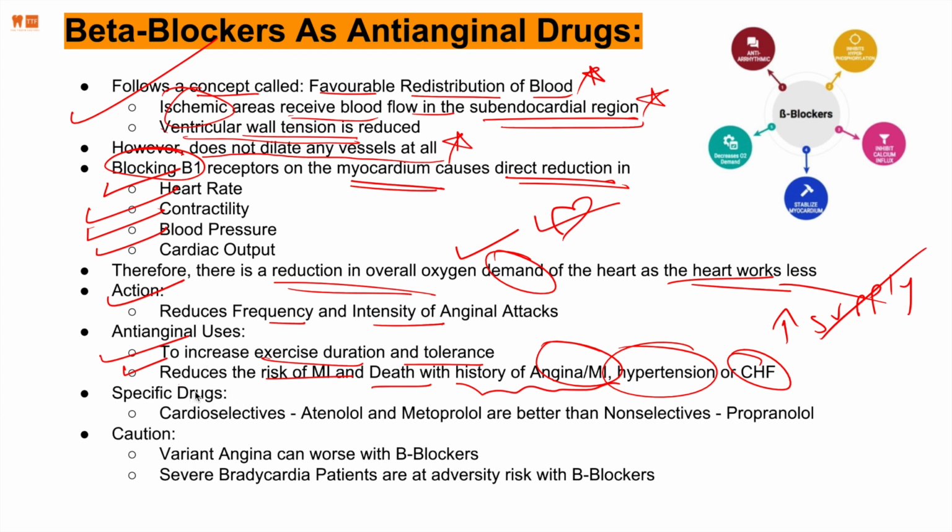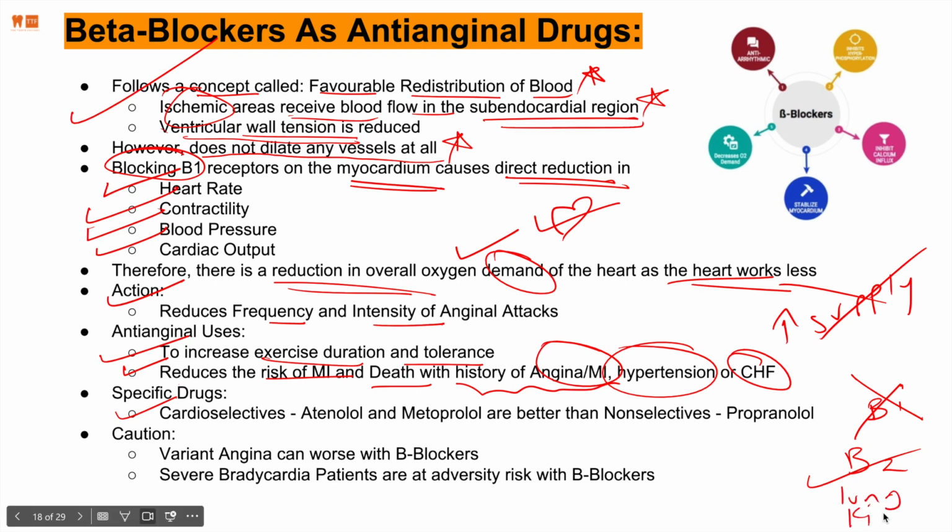A specific drug that we need to use is cardioselective. Remember, we discussed this already. We just want beta 1 to be blocked. Beta 2, no problem. Go on, take a look. It's in the lungs and kidneys anyway. So no problem. Keep going.